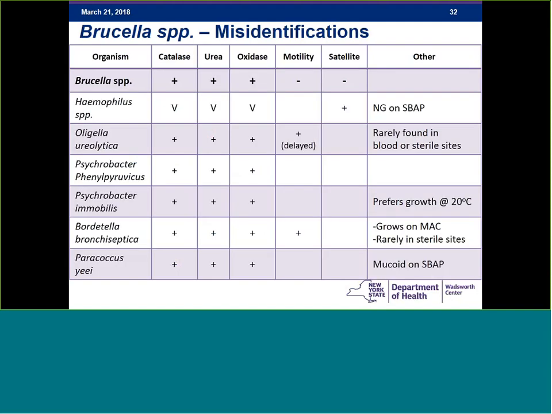These are some more routinely isolated organisms in the clinical laboratory that Brucella can commonly be misidentified as. As you can see, with the exception of some Haemophilus species, all of these organisms are catalase, urease, and oxidase positive, just like Brucella. Growth on MacConkey and tests such as motility and satelliting can be helpful in differentiating these organisms from Brucella species, as well as the source the organisms are isolated from. For example, Oligella is traditionally a urinary pathogen, and that, along with Bordetella bronchoseptica, are rarely isolated from sterile sites like Brucella would be.